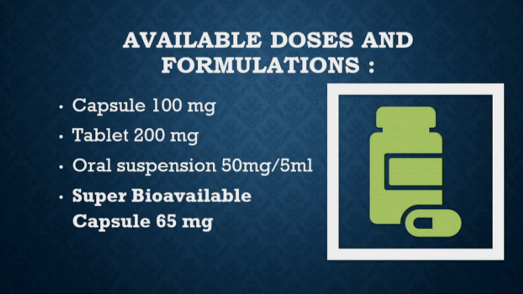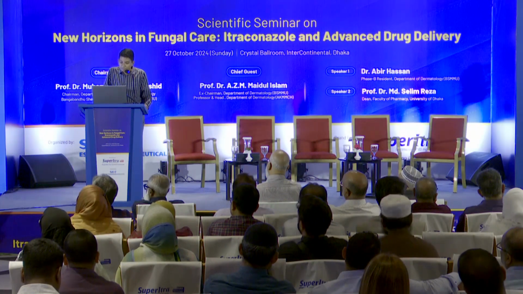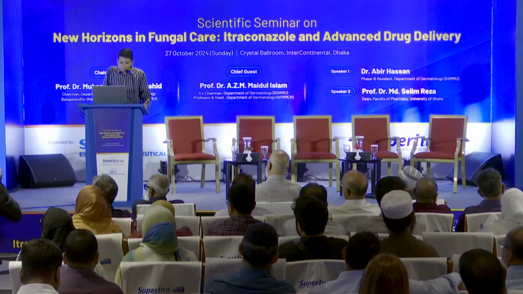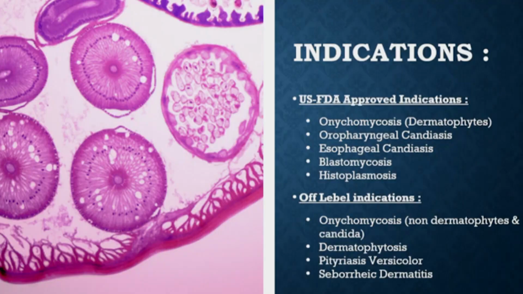Now, itraconazole is available in the market in these 4 formulations: the capsule 100 mg, the tablet 200 mg, the oral suspension 50 mg per 5 ml, as well as the newly launched super bioavailable capsules 65 mg. These are the indications of itraconazole. As we can see, dermatophytosis is currently an off-label indication for itraconazole.